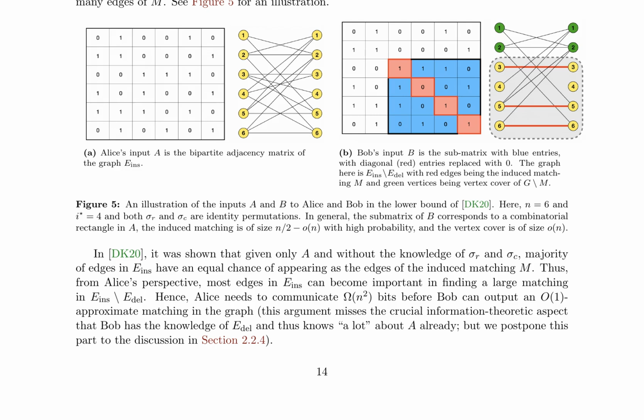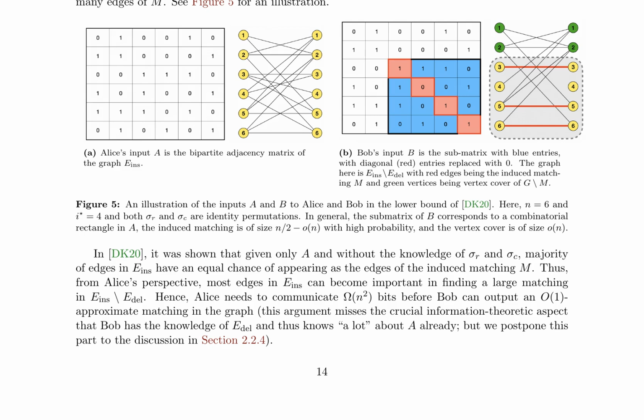They discuss their fix to the first challenge, using a communication problem where Alice receives an n times n matrix A encoding the bipartite adjacency matrix of a random bipartite graph G. The input graph G at the end of the stream has an induced matching M of size n/2 - O(...) with high probability and a vertex cover of size O(...).